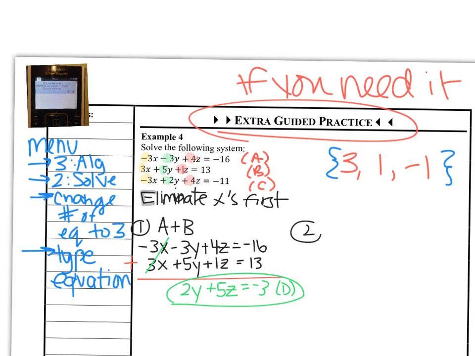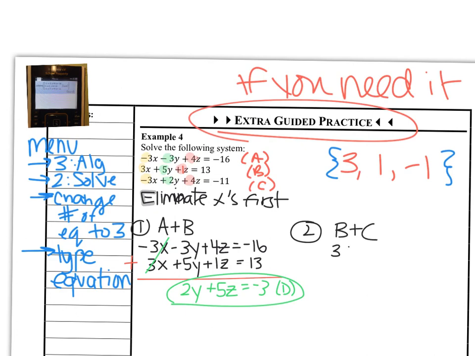Step number 2, still eliminate the variable x. So I look back at my equations. How can I eliminate x using 2 other equations besides A and B together? So it looks like, again, B is the one and only positive 3x, and C is another negative. So it looks like I can cancel x's right here, 3x minus 3x. And so we're going to add equation B plus C.